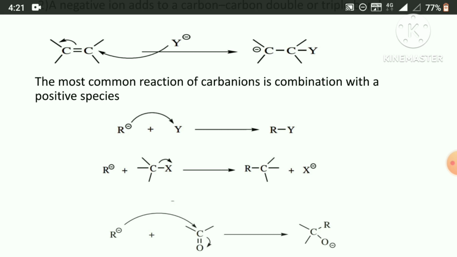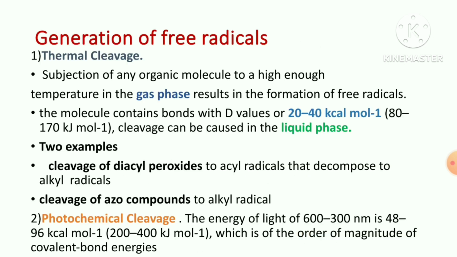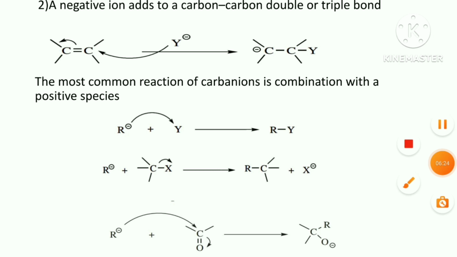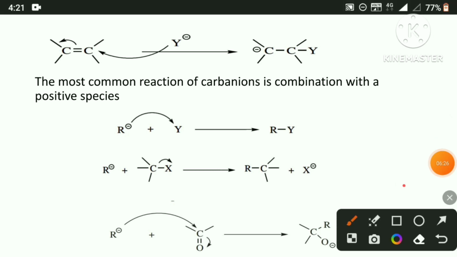So another way of formation of carbanions is addition of Y minus. This is a nucleophile. So addition of a nucleophile to one of the double bonded carbons. This nucleophile has a pair of electrons. This pair of electrons makes a bond with this carbon, and one of the pi bonds goes to the nearby carbon atom. So that carbon atom gets a negative charge. So this is one of the ways to form a carbanion.